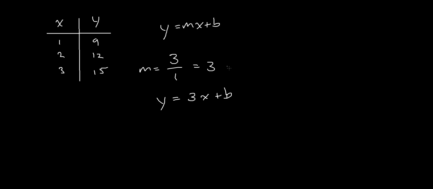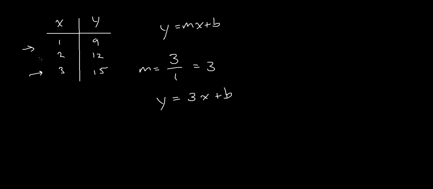Now how could we find b, which is the value at x equals 0, when you don't know what it is on your table of values? Well, you can just plug in any point, y value and x value, that you have in your table of values, and then you'll just have one equation and one variable, b.